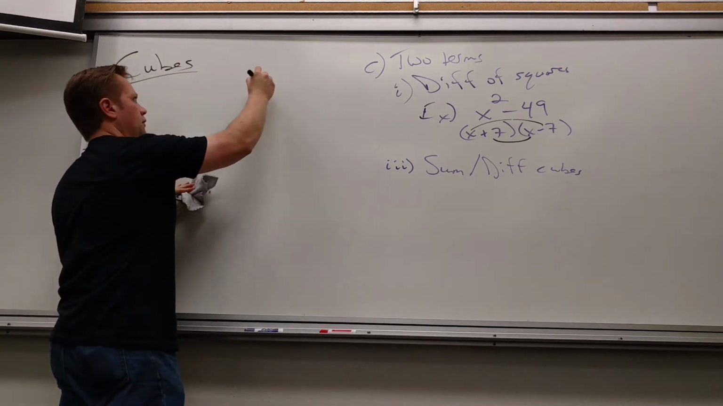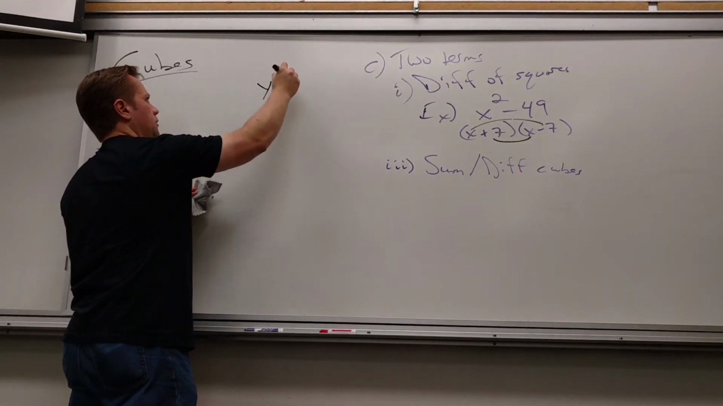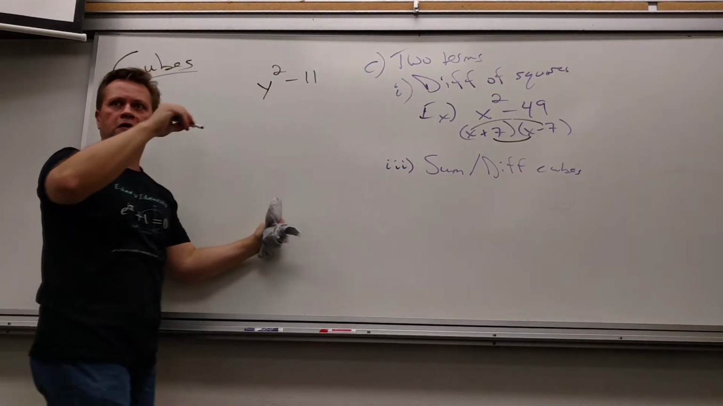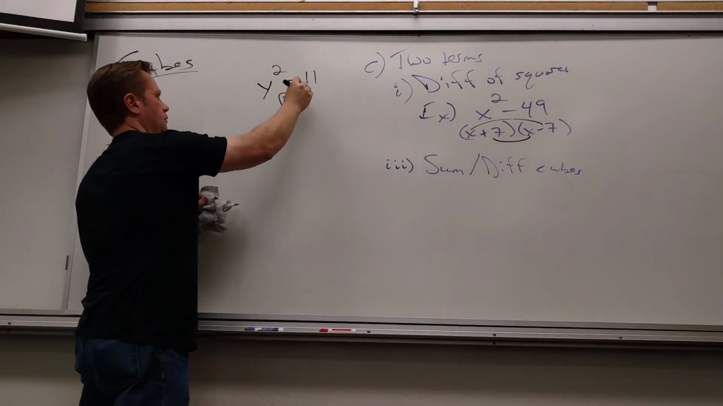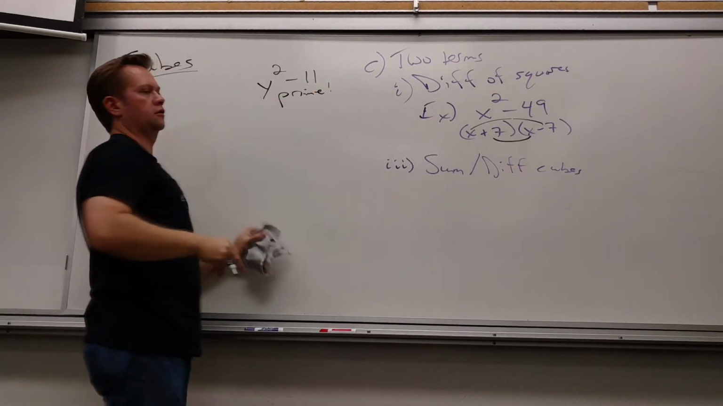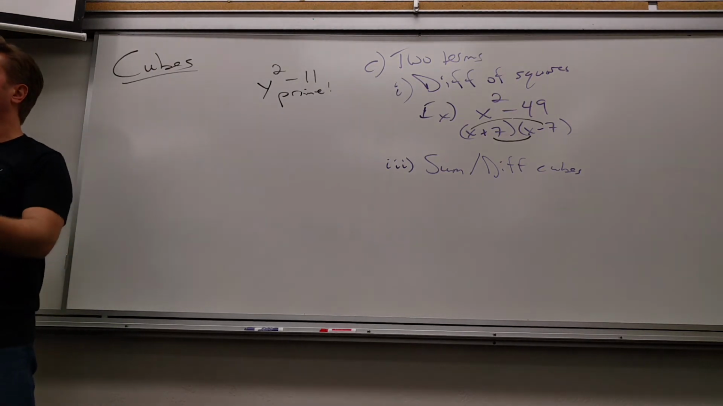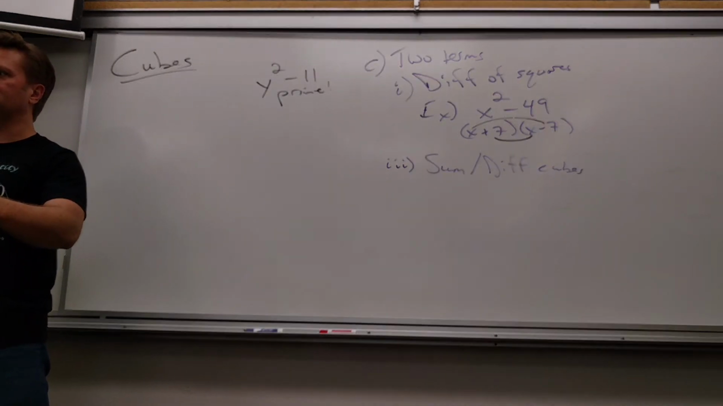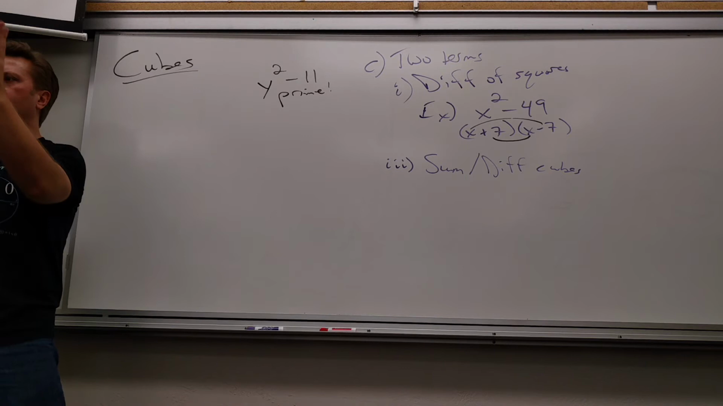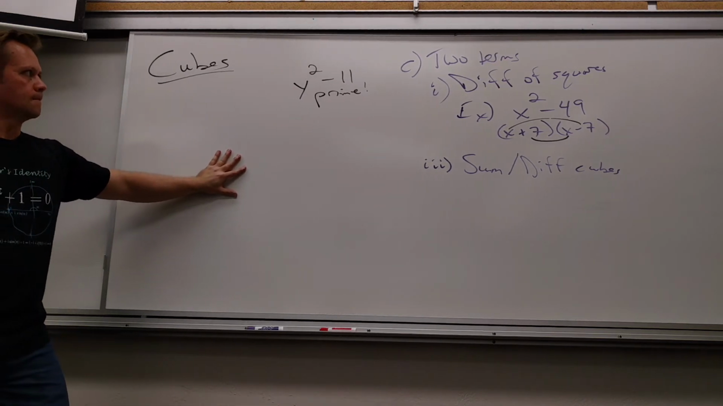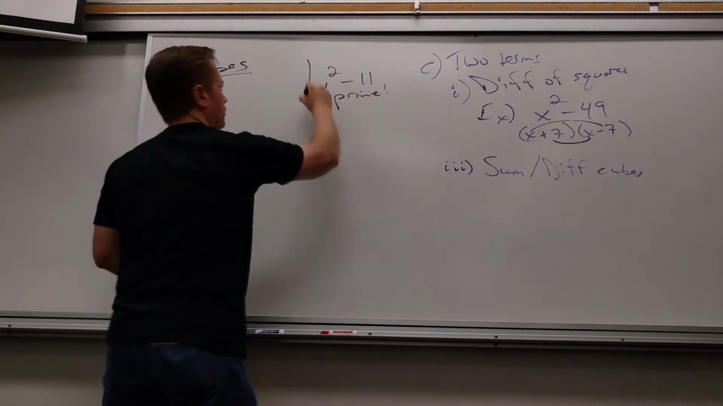So if I give you this, y squared minus 11, what are you going to say? Prime. Good, because 11 you can't break it up into whole numbers. You could break it up into the square root of 11, but you don't want to. I'm okay with it, but I'd rather not.